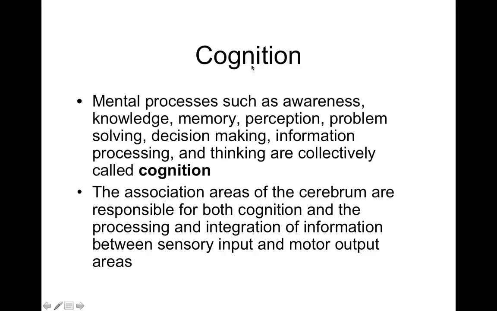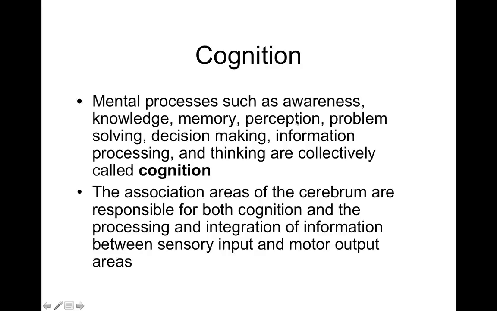Yeah. And so cognition, you guys, is this mental process of awareness, knowledge, memory, perception, problem solving, decision making, information processing, and thinking. Together we call that cognition, right? So if you talk about someone's cognitive abilities, we're referring to their awareness, their sense of self, right? Do they understand who they are, where they are, and what time and place it is, right? So their sense of knowledge, which relates to memory, right? That's also cognition.